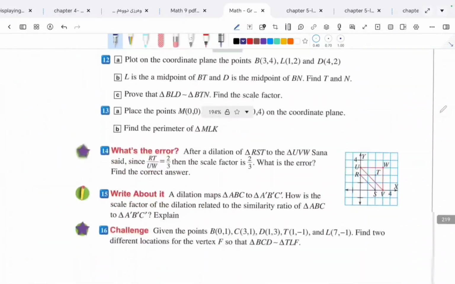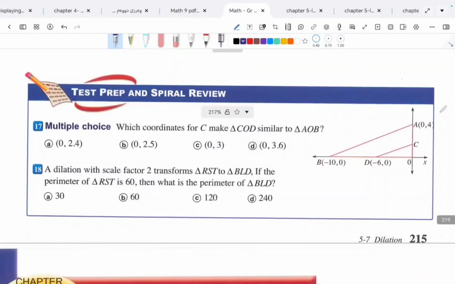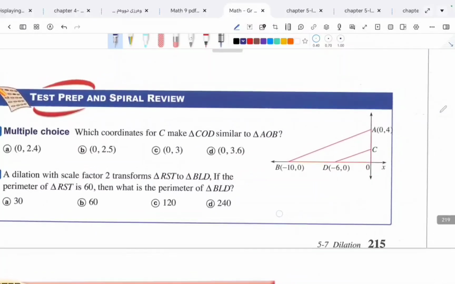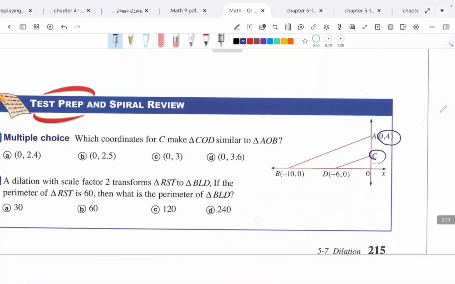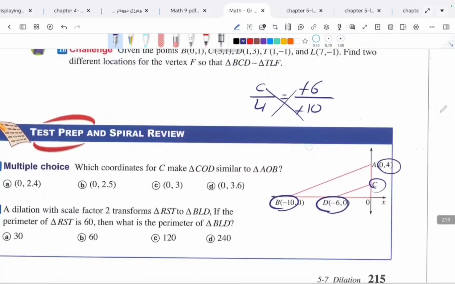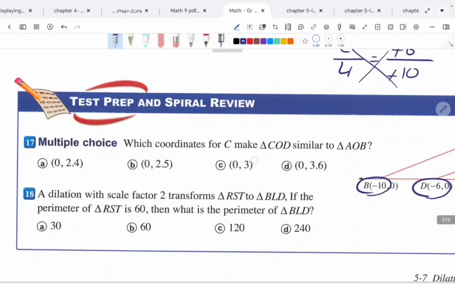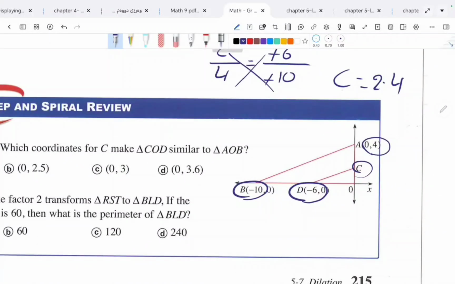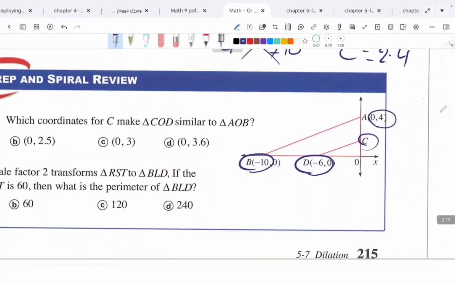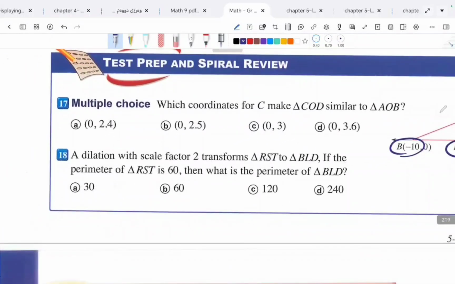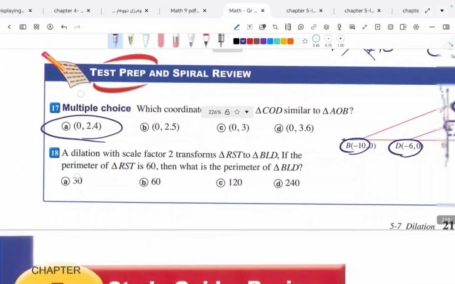And their spiral review. When you solve it, you get 2, 1, c out of 4. C out of 4 equals negative 6 out of negative 10. Again, negative, negative, they cancel each other. You use cross product, 10c, or you can use simplify. C is equal to 2.4 when you solve it, so it's 2.4 and 0. Of course, it's on y-axis, so x equals 0. A is the correct answer.